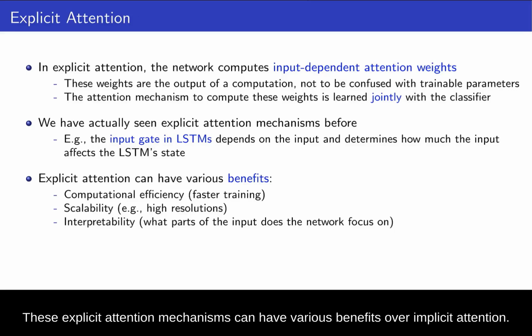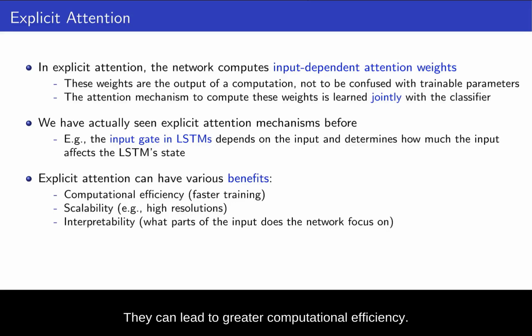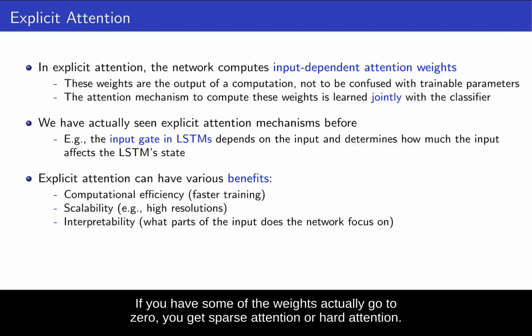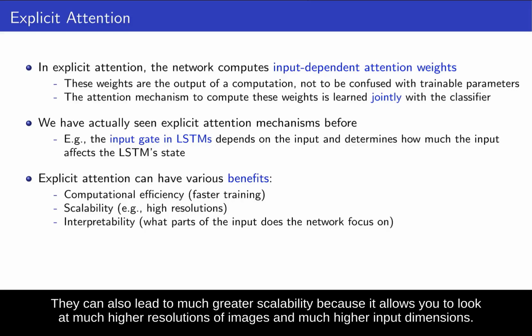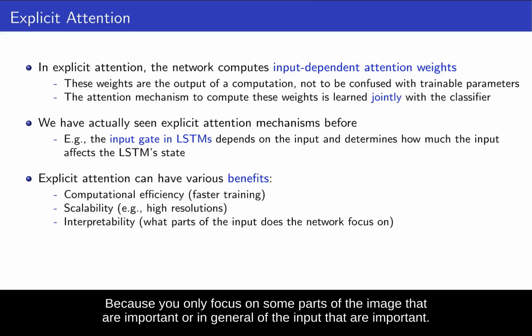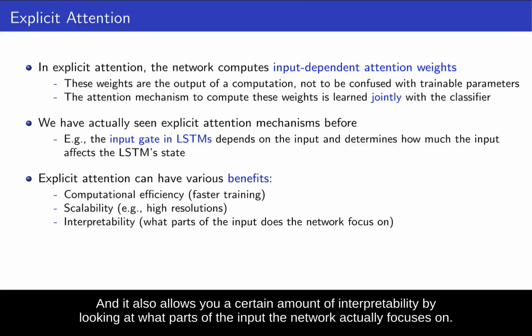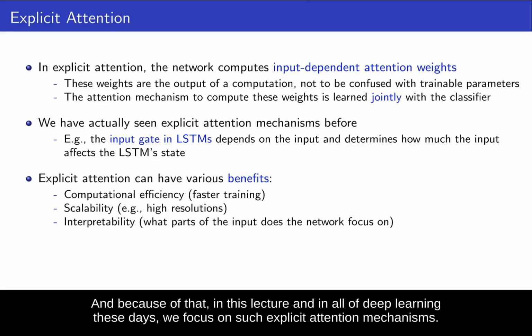These explicit attention mechanisms can have various benefits over implicit attention. They can lead to greater computational efficiency if some of the weights go to 0 and you get sparse attention or hard attention. They can also lead to much greater scalability because it allows you to look at much higher resolutions of images and much higher input dimensions, because you only focus on the parts of the input that are important. And it also allows a certain amount of interpretability by looking at what parts of the input the network actually focuses on. Because of that, in this lecture and in all of deep learning these days, we focus on such explicit attention mechanisms.